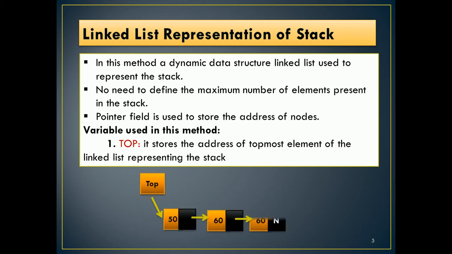Suppose there are 3 nodes available in the linked list, which means you are inserting 3 elements into the stack. The elements are 50, 60 and 60. Suppose the first element has some address that is stored in the top variable of the stack. It means we can easily move towards the second element that is present in your linked list.